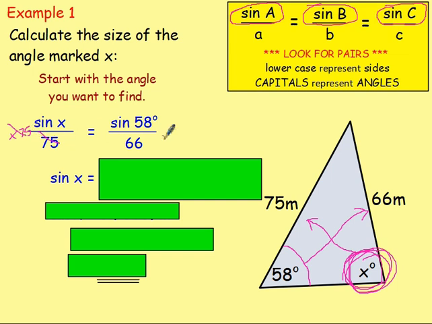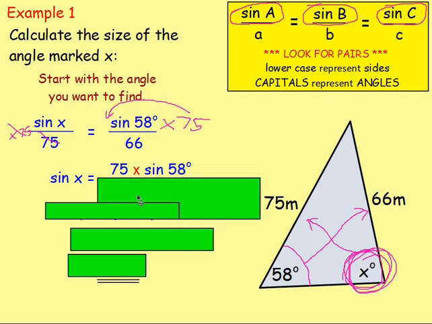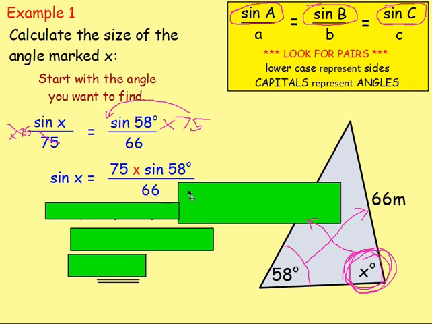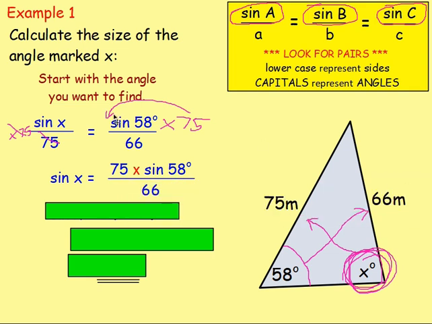But because we're multiplying this side by 75, we also multiply the other side by 75. The way we write that is 75 times sine 58, just so we're not messing that up on the calculator. When you're multiplying, it goes on the top, and we're still dividing that by 66. As I said in the last lesson, notice how this fraction is not really changing. It is still sine 58 in the top and 66 in the bottom. We're just adding in that times by 75.